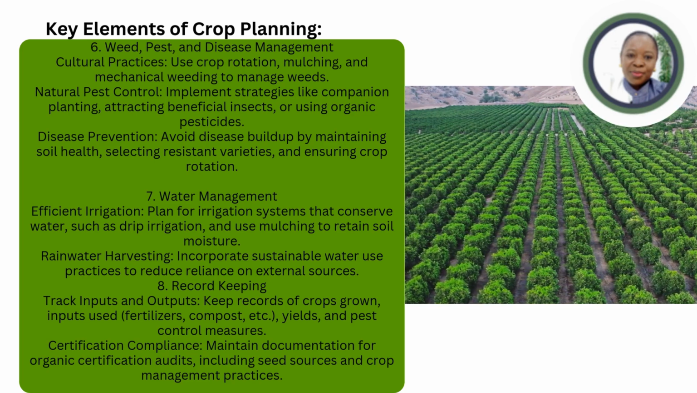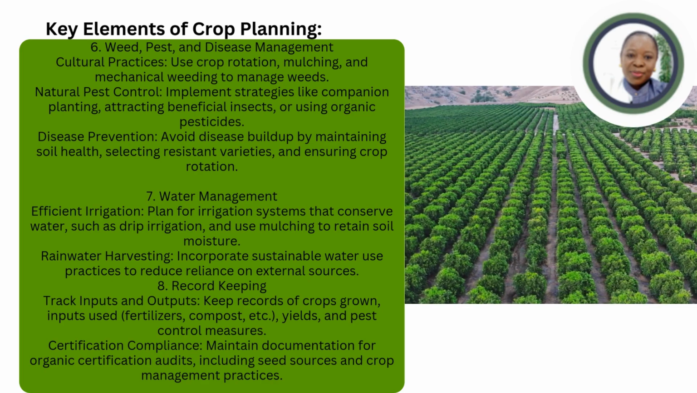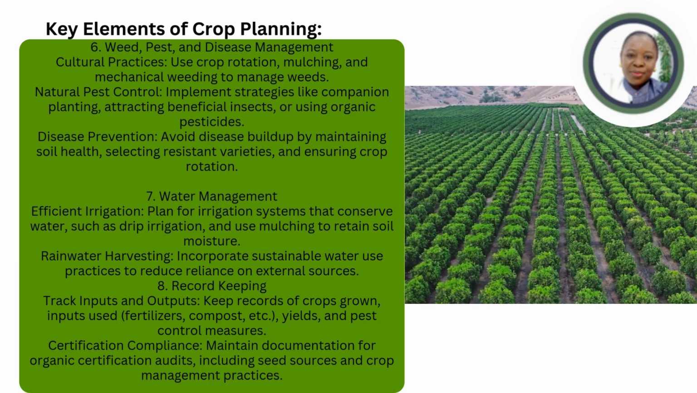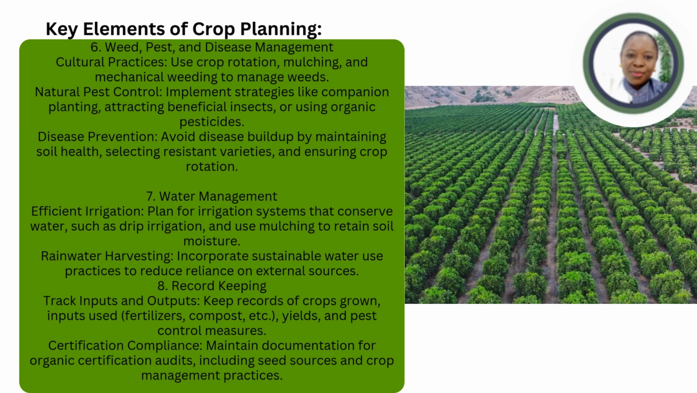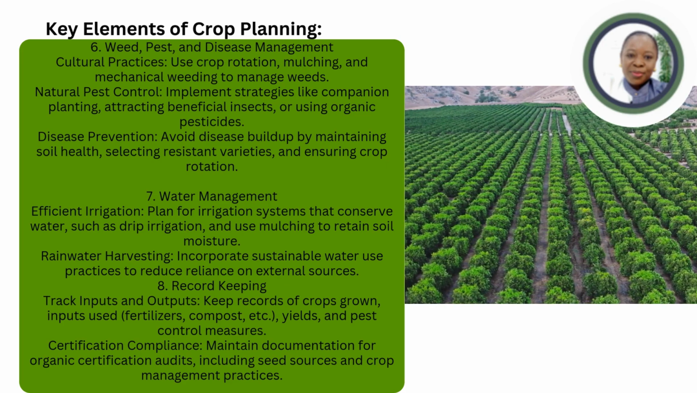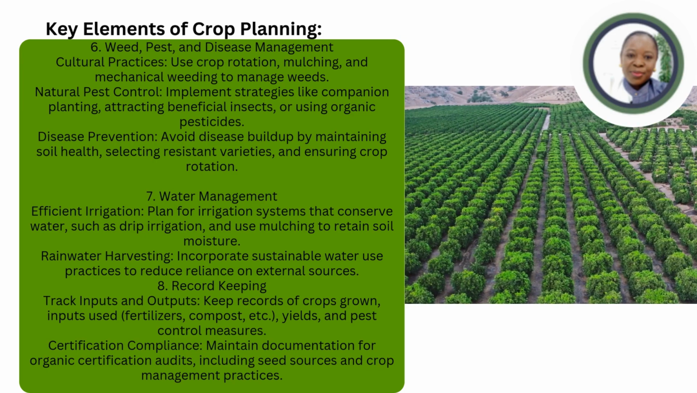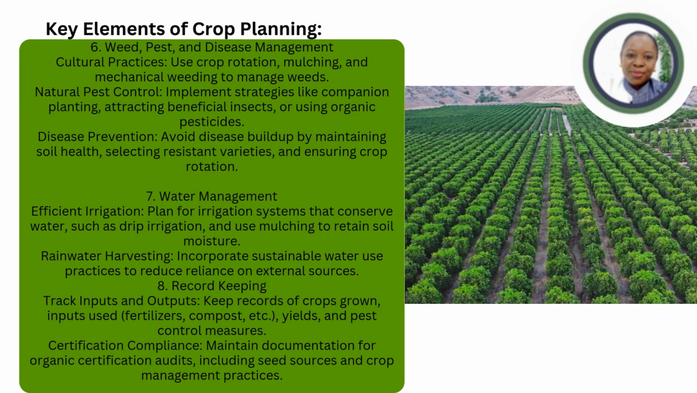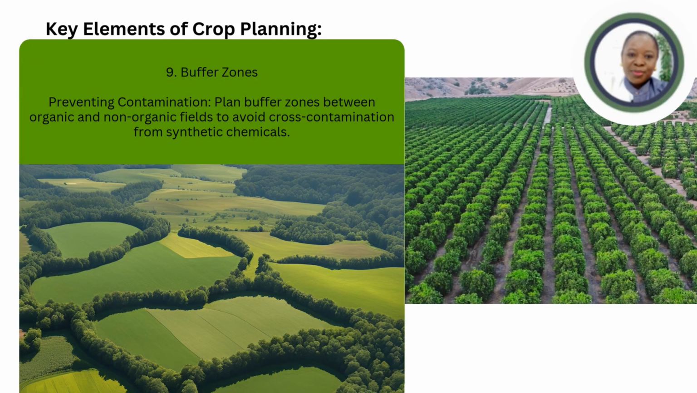8. Record keeping. Track inputs and outputs. Keep records of crops grown, inputs used such as fertilizers, compost, etc., yields and pest control measures. Certification compliance. Maintaining documentation for organic certification audits, including seed sources and crop management practices, can all be achieved by crop planning. 9. Buffer zones.